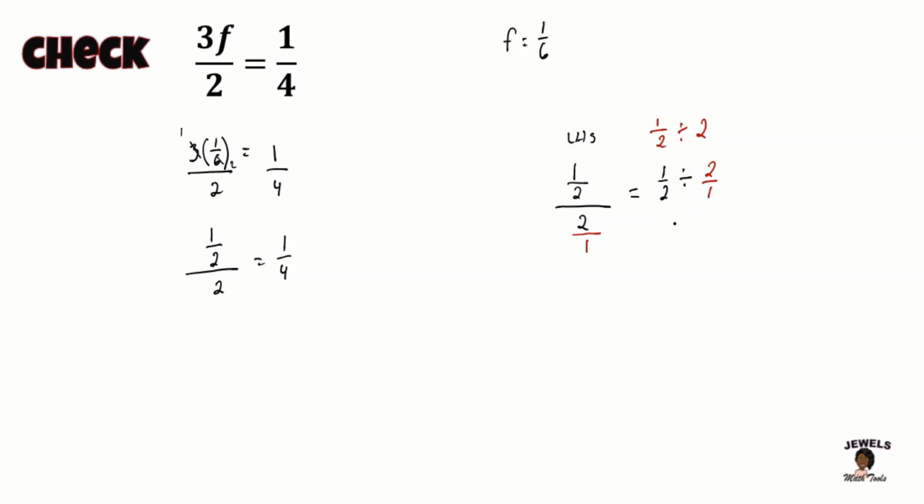We're going to apply our rules for dividing fractions, where I'm going to keep my first fraction, change my sign to multiplication, and then apply the reciprocal to the second fraction. So now we have 1 times 1 is 1, 2 times 2 is going to be 4, and so on the left hand side of my equation I have 1/4 equal to 1/4. And we know that once both sides are equal to the same thing, that means that our answer of f is equal to 1/6 is our correct answer.